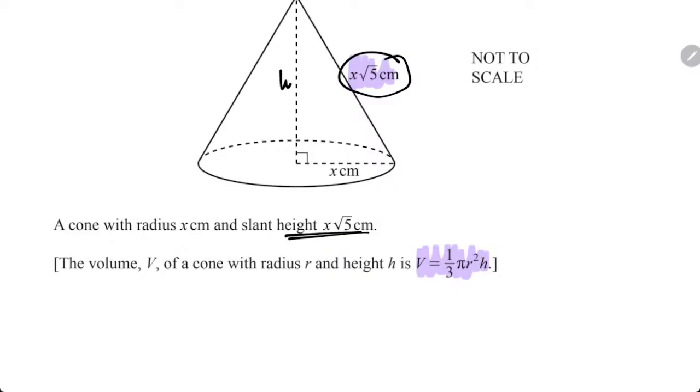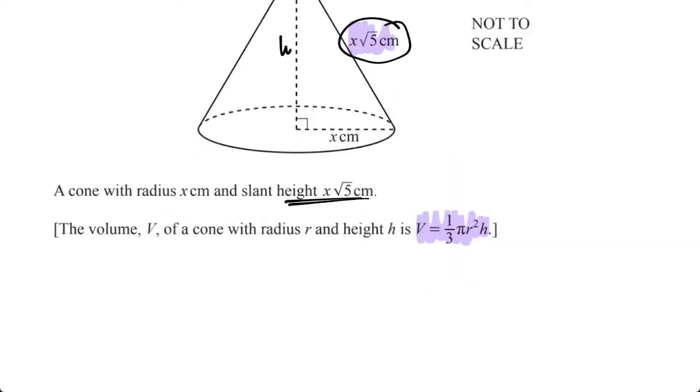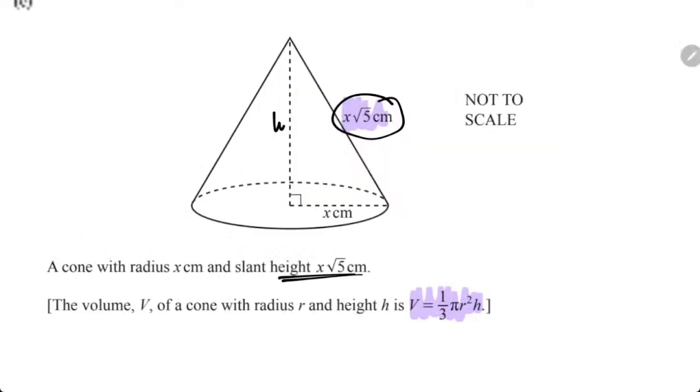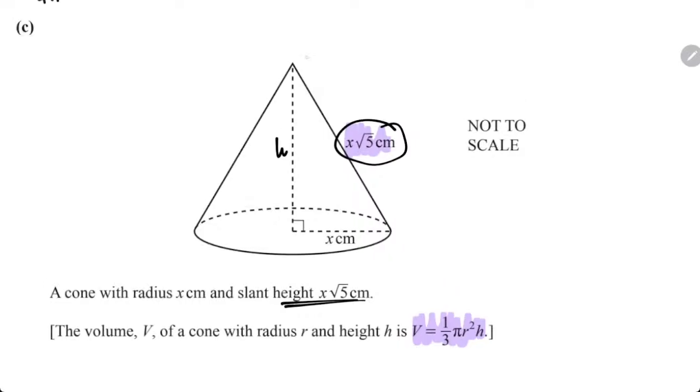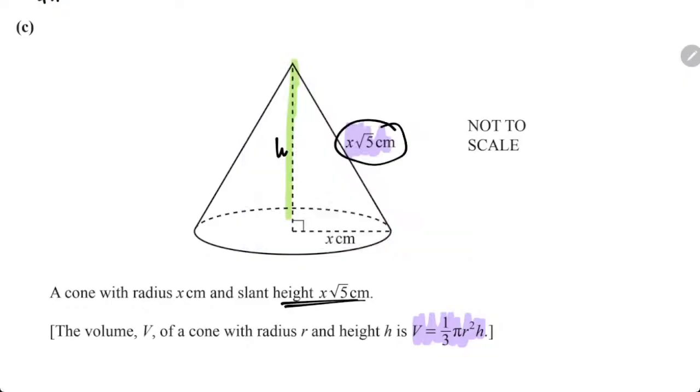Now, how do you get that height? You are going to use Pythagoras theorem. Okay? You're going to use Pythagoras theorem to get the height, because it is a right-angled triangle here. Okay, students? This is a right-angled triangle. You know two sides, and you're trying to get the third side.